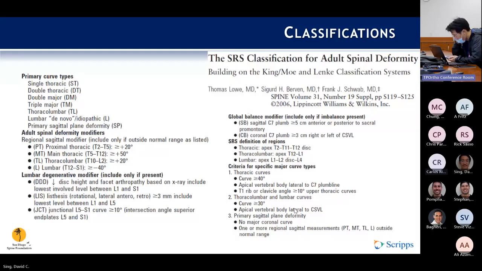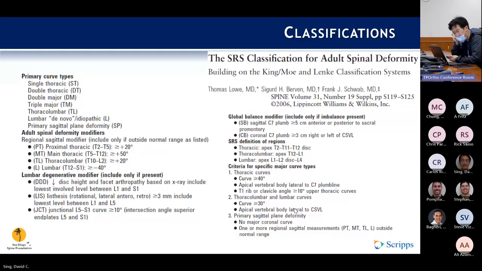surgical intervention. The upper thoracic curves were defined as the patients who had the first thoracic rib or clavicular tilt having to be more than 5 degrees. So having some shoulder type asymmetry there would classify them as upper thoracic. And then thoracolumbar curves, they defined as having more than 30 degrees magnitude, as well as the CSVL passing lateral to the apex vertebral body.